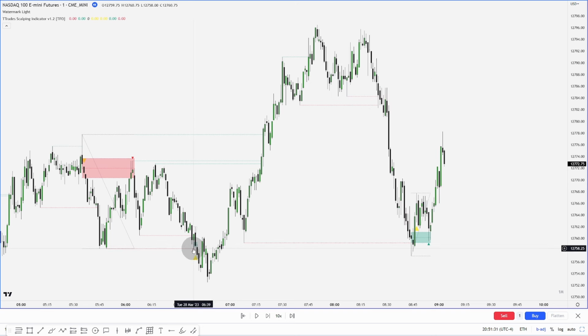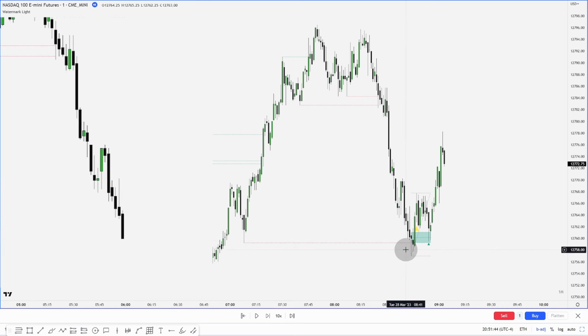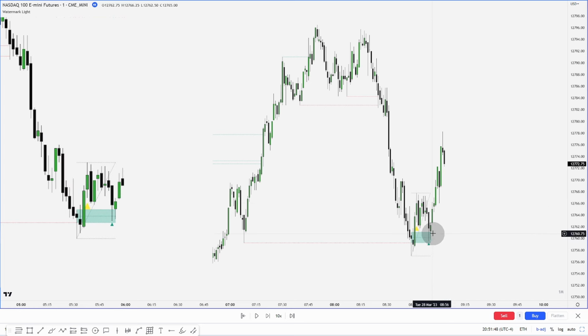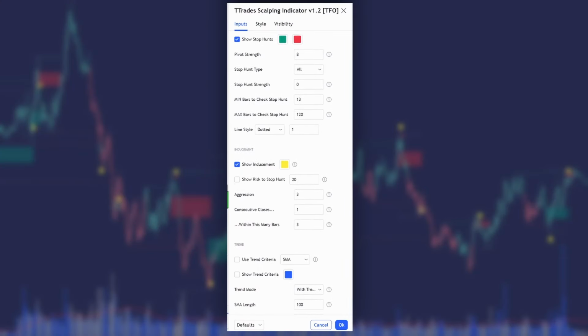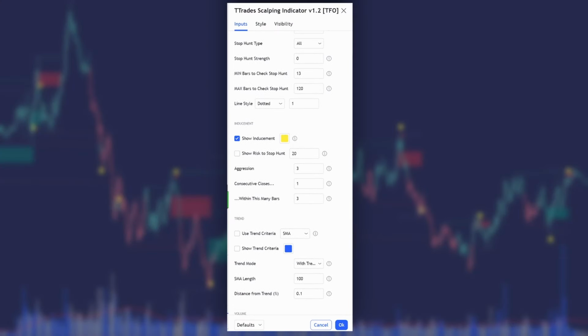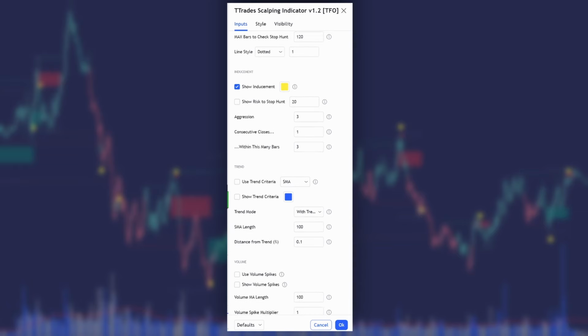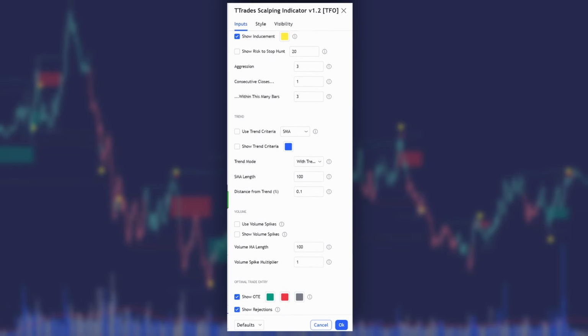Although it did give an initial reaction here, as we couldn't displace below here, there's no aggressive move back in or swing low put in. Similarly over here, you can see we took out a low, aggressively moved back in, OTE with a swing low, and there we go. There's so many different ways to customize and adjust this indicator's settings, including changing the sensitivity of the stop hunts, inducement, volume spikes, OTE, as well as trend and counter trend criteria.